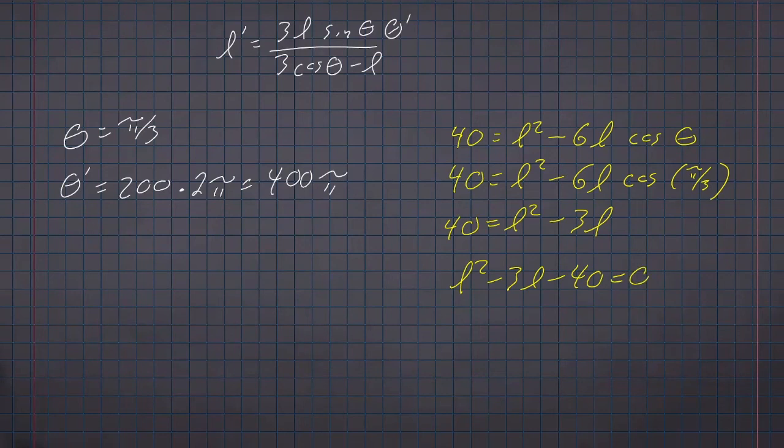And this is a quadratic equation. If we can find a couple of numbers that multiply to -40 and add to -3, we're golden. Otherwise, we can use the quadratic formula. And in this case, this thing does factor. In fact, it factors to L minus 8 times L plus 5.